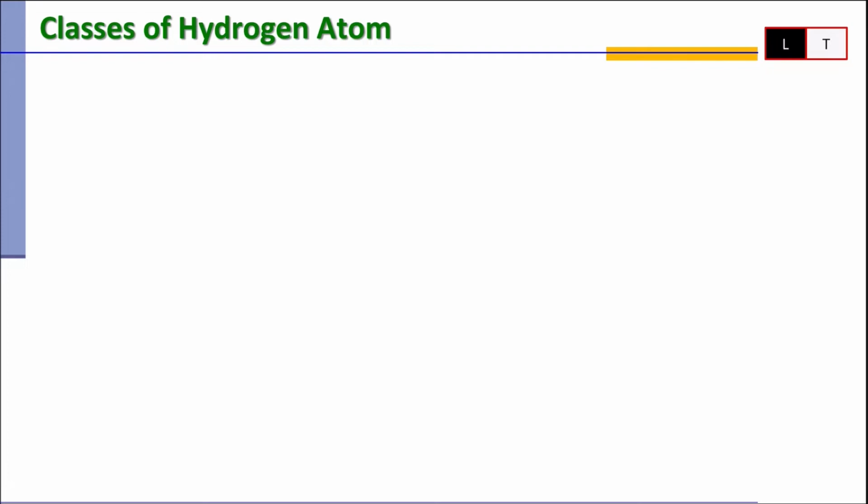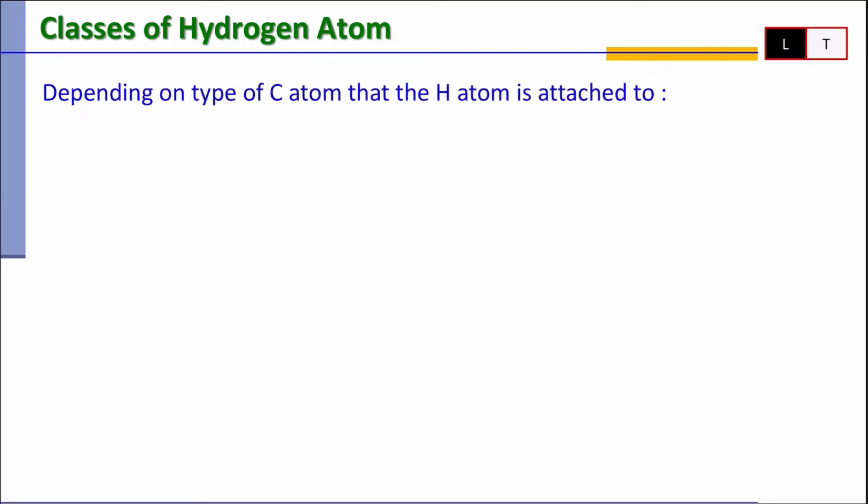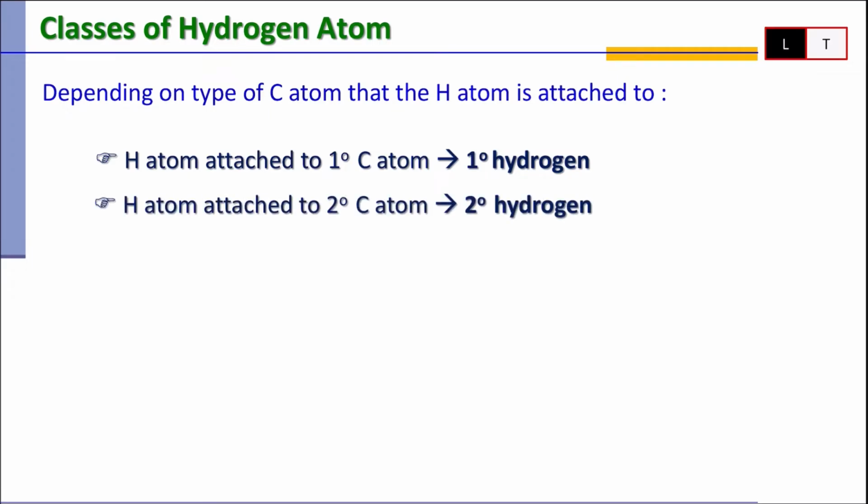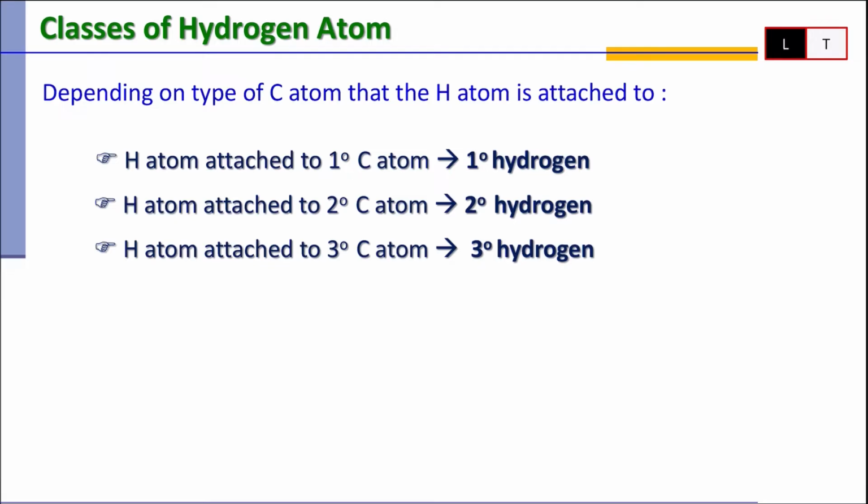Next, we go for class of hydrogen atoms. Class of hydrogen atoms bergantung kepada class of carbon atom. So, contoh kalau H atom itu attach kepada primary carbon, automatically dia akan jadi primary hydrogen. Same goes for secondary hydrogen dan juga tertiary hydrogen. So, hydrogen kelas dia bergantung kepada kelas carbon atom. Sebab tu kena tahu kelaskan carbon atom dahulu, baru boleh bagi kelas kepada hidrogen.